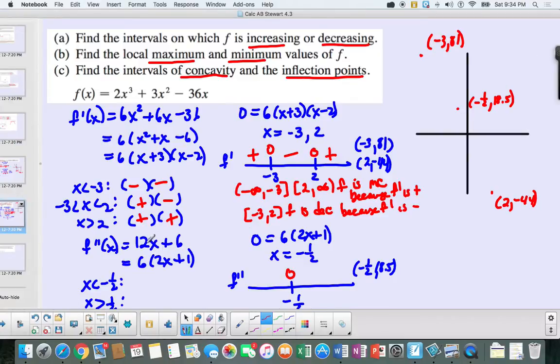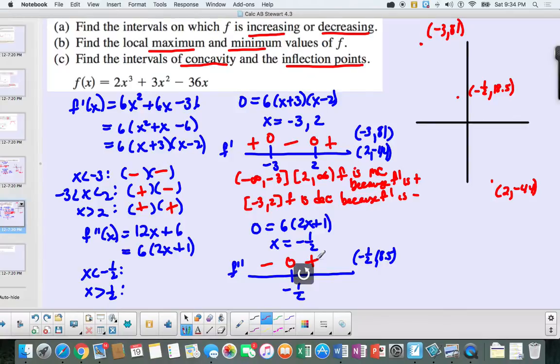So let's take a look at the second derivative. I go ahead and set it equal to 0, and this is a point of inflection if the sign changes. So less than -1/2, I am going to get negative values, and greater, I'm going to get positive values. So this is telling me I have concave down here and concave up here.